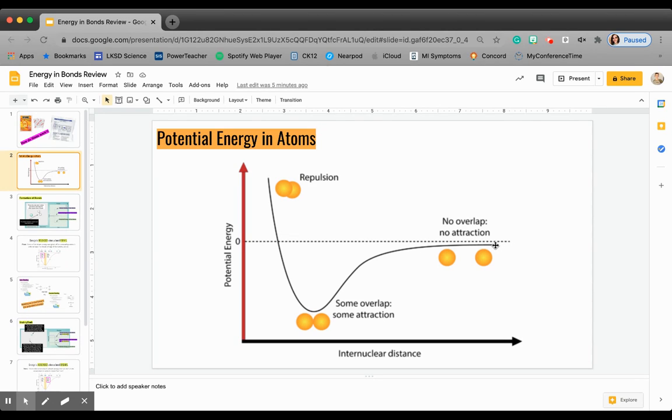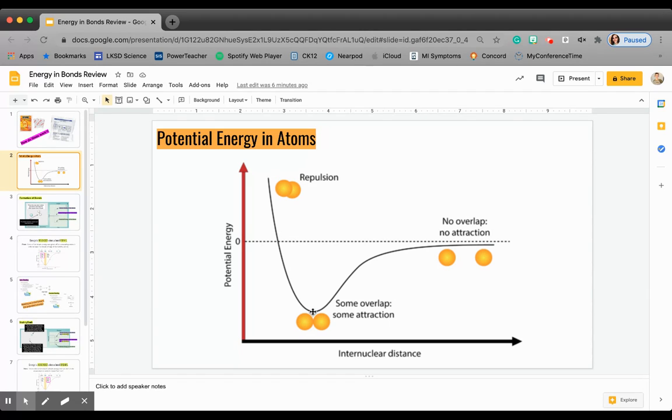Now, as those atoms get closer and closer, the two atoms start to attract each other. The negative electrons of one atom are attracted to the positive nucleus of the other atom. Once that attraction starts happening, notice what happens to the potential energy. It starts to go down away from zero, and eventually we get to this lowest possible point. That is when potential energy is at its lowest.